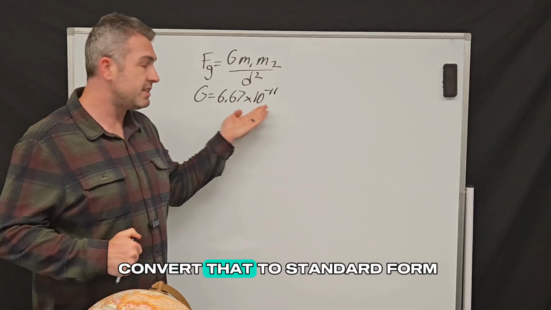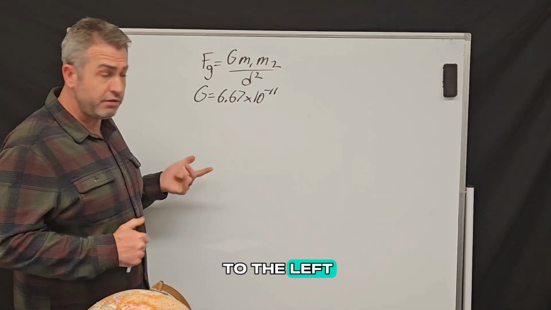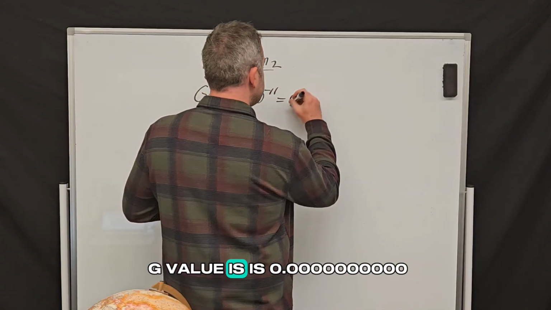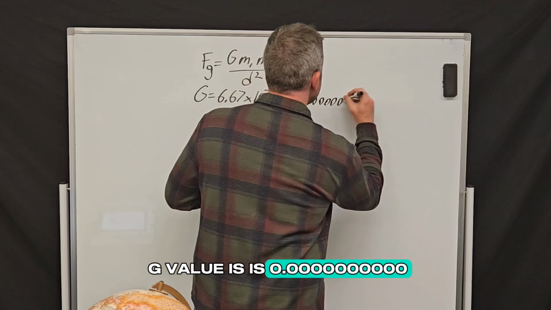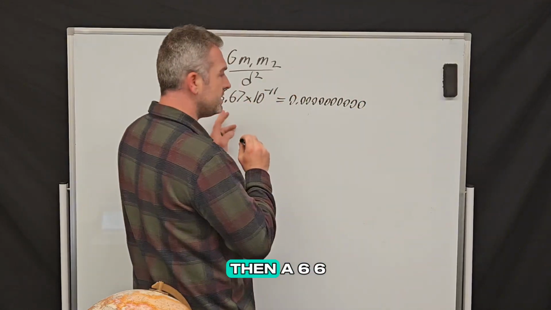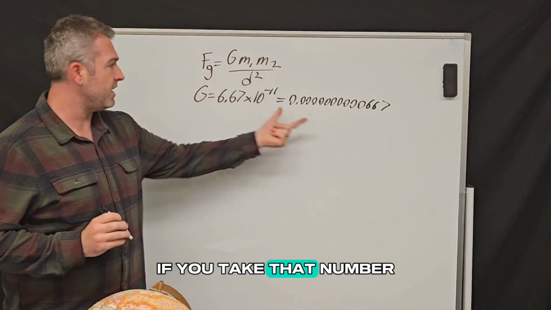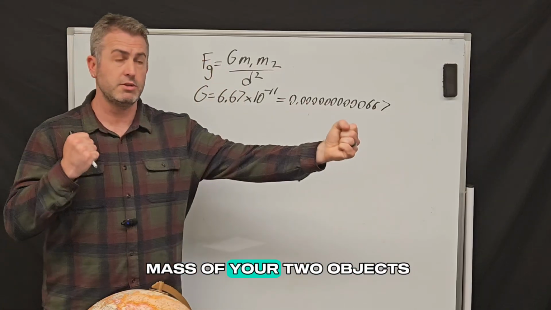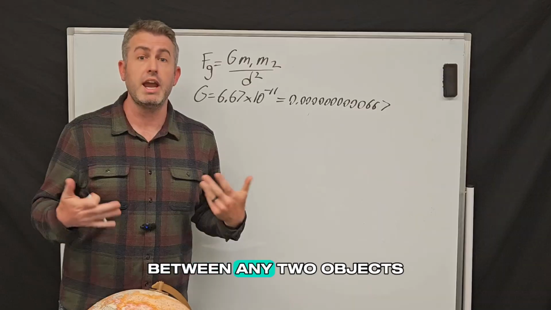If you wanted to convert that to standard form, it means take this decimal and move it 11 places to the left. So really what this G value is 0.000000000667. So this is a very, very tiny number. And so if you take that number and multiply by the mass of your two objects and divide by the distance squared, you can calculate the force of gravity between any two objects.